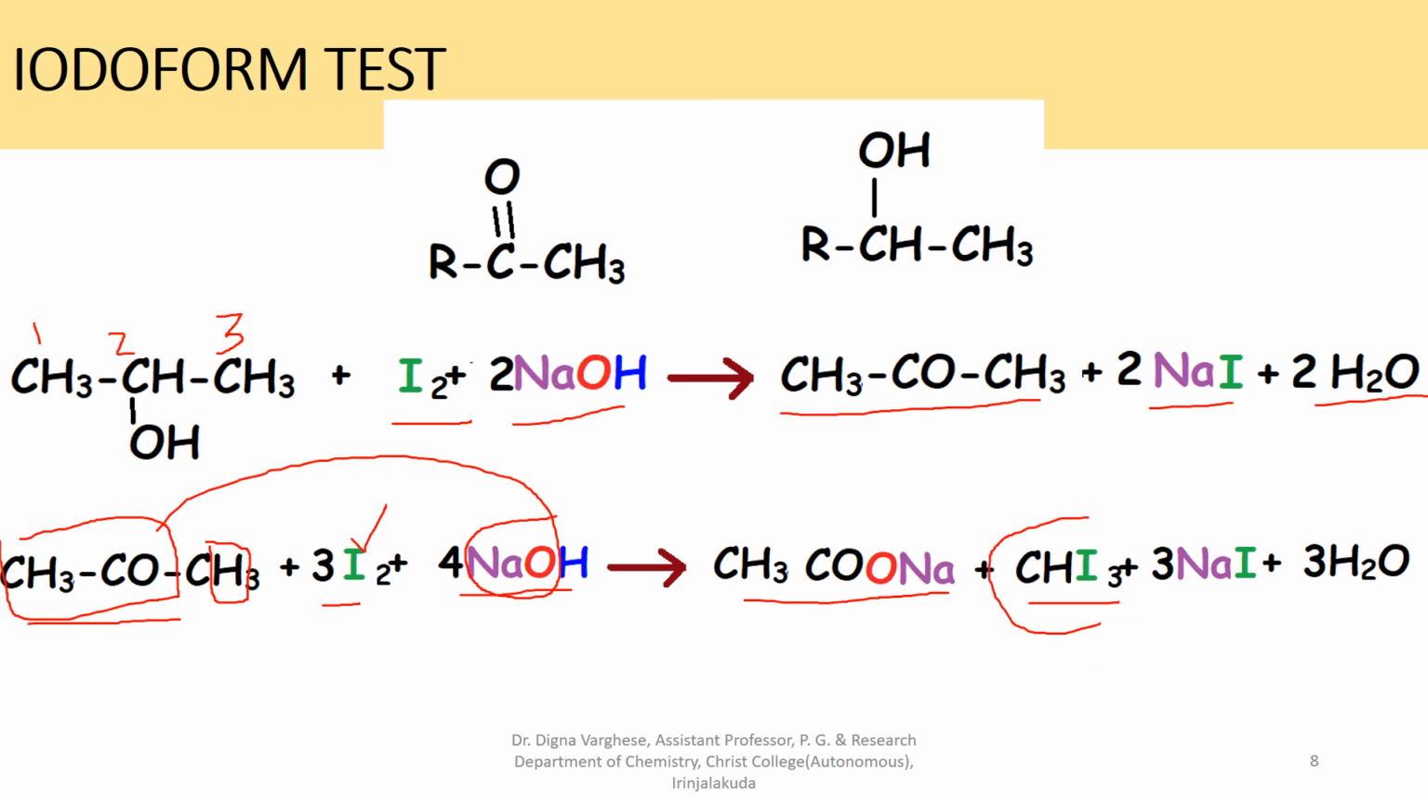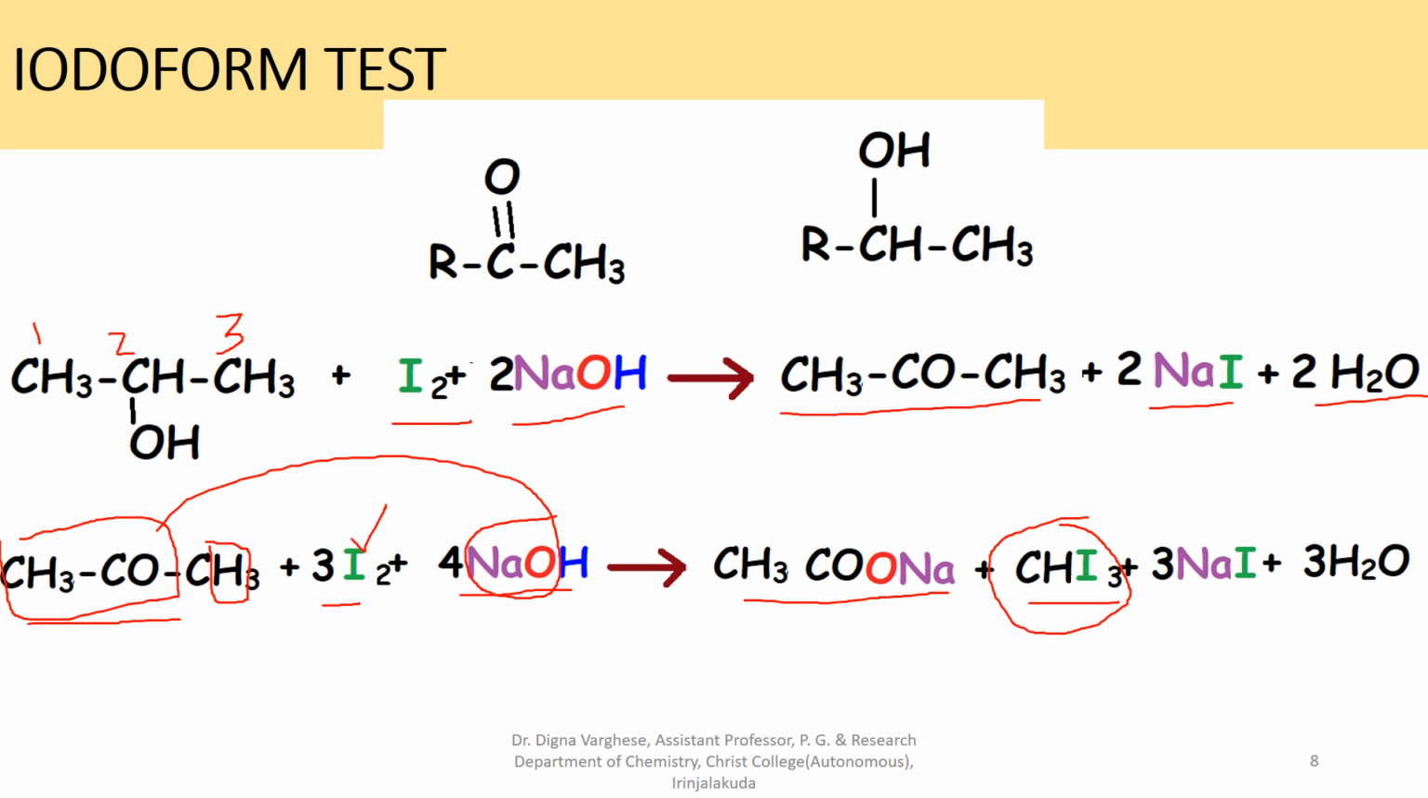This iodoform gives a yellow color formation, that is, iodoform is a yellow precipitate having a characteristic odor. So it is used as a test in qualitative analysis to detect the presence of a CH3CO group, that is, a methyl keto group, or a secondary alcohol group in a molecule.